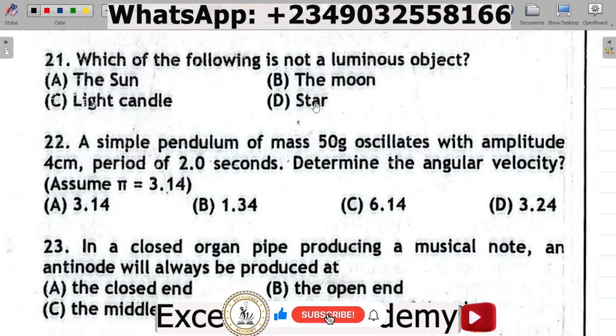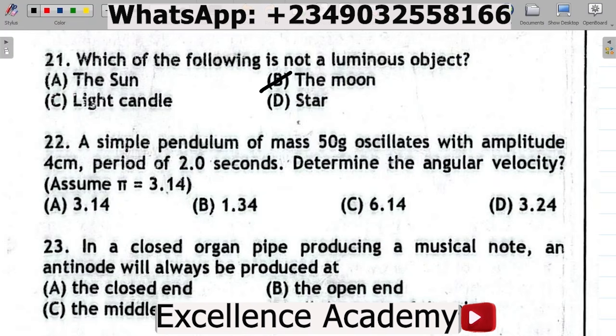The same thing with the stars. All right. Stars also produce their own light, but not the moon. Right. The moon is not part of it. The moon does not give off its own light source, but only reflects the light source from the sun. So hence, the moon, option B, is not a luminous object. That's it.